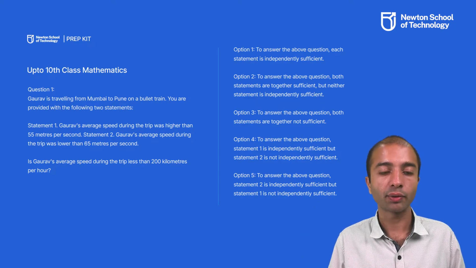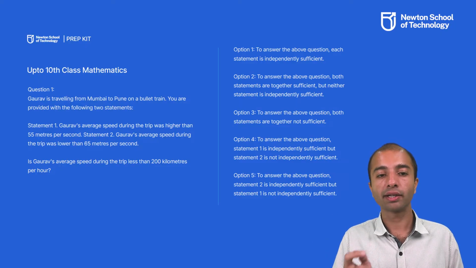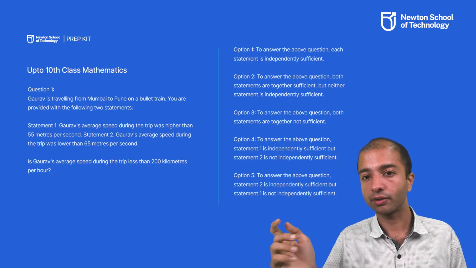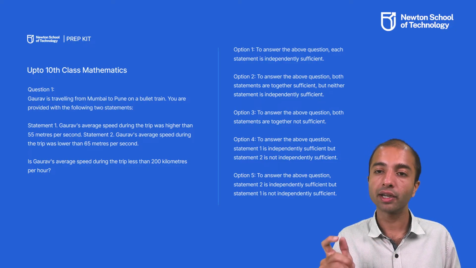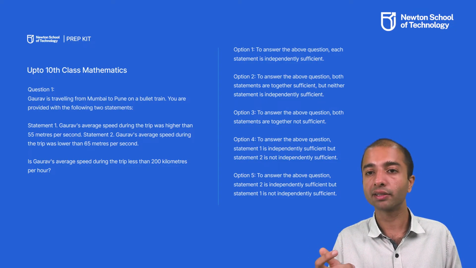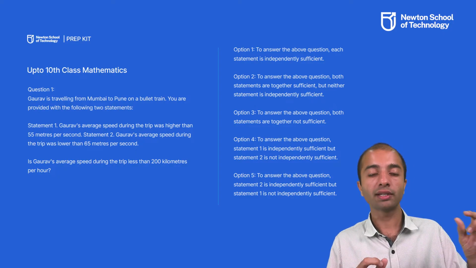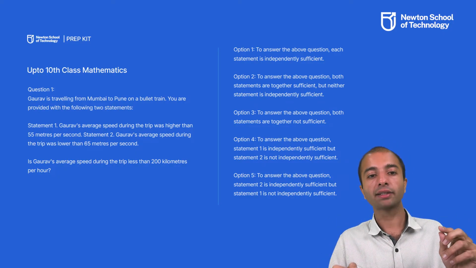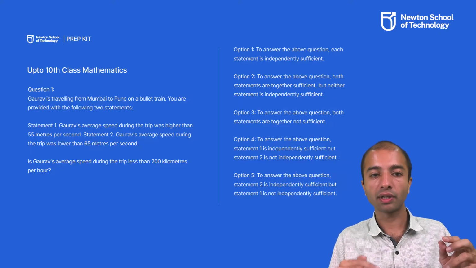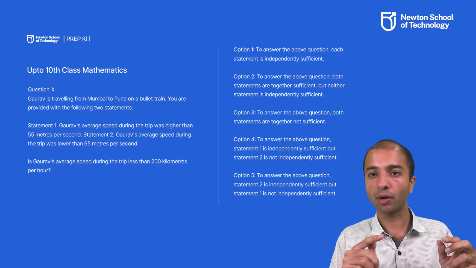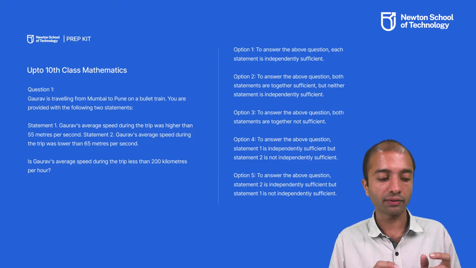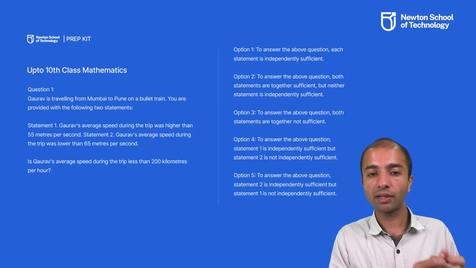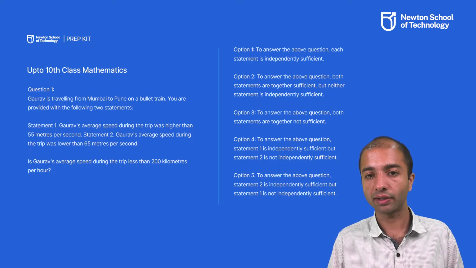Next, the question asked is: is Gaurav's average speed during the trip less than 200 kilometers per hour? And we have a few options. Option 1 describes: to answer the above question, each statement is independently sufficient. That means that if only statement 1 was true, we can arrive at the answer to the given question. That is what option 1 describes, that either of these statements is sufficient. If they are true, then we can get to the answer of the given question.